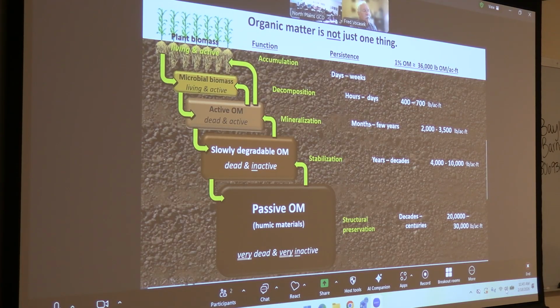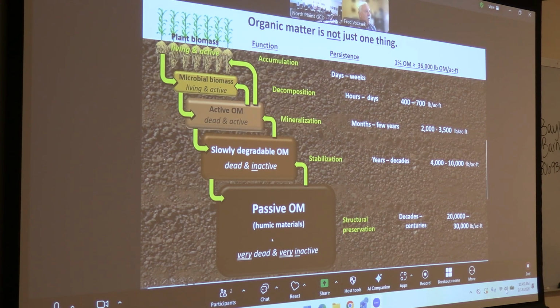And I have longevity here. That may last months, maybe even a few years. Now, as time goes on, some of that organic matter becomes more and more stable. And this is organic matter. There's all kinds of different types of organic matter that last years or decades.